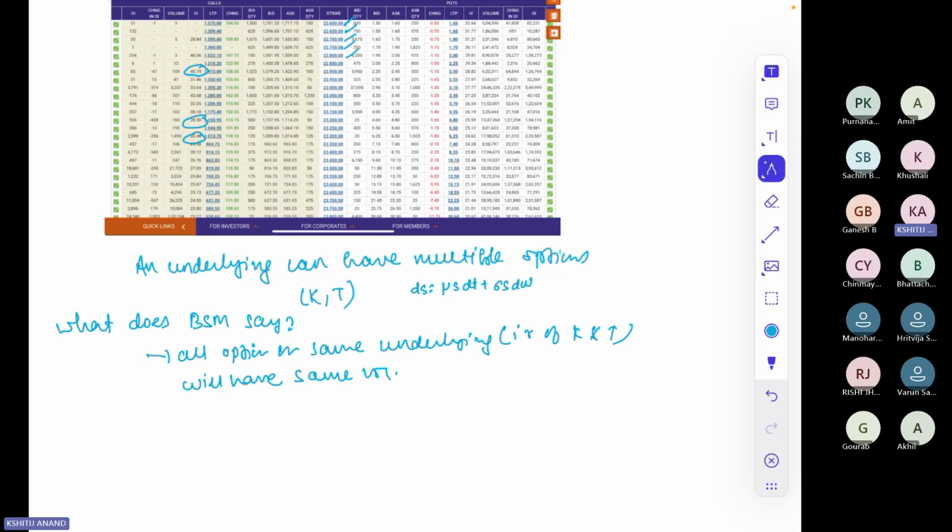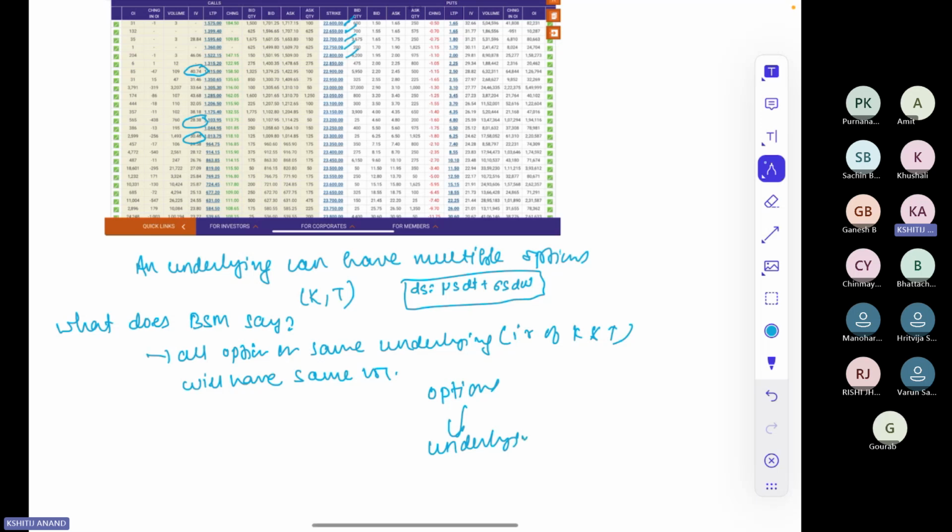Sigma is not a property of the option. Sigma is the property of the underlying. So no matter what you construct on that underlying, options are made on the underlying, and the underlying has mu and sigma. Now one option will have a certain K and T, another option will have a certain K and T, and another option will have a certain K and T. Because of that, implied volatility should not change. Implied volatility on the underlying will be the same, because it is sigma. So try to understand it like this.